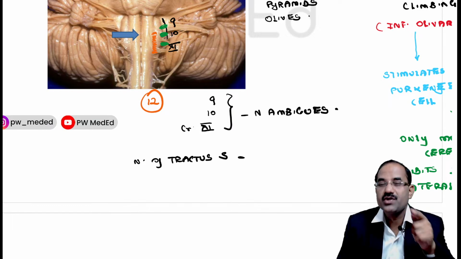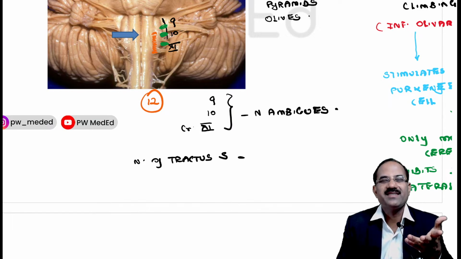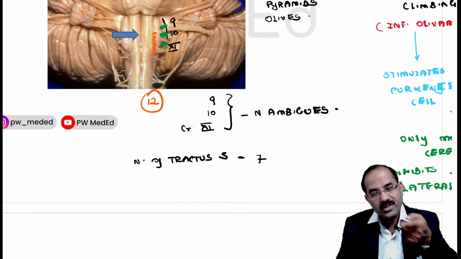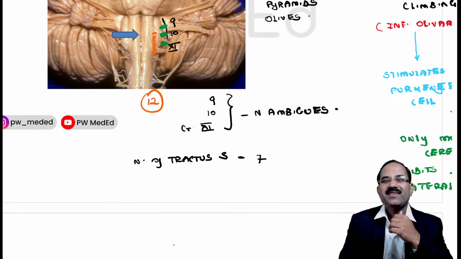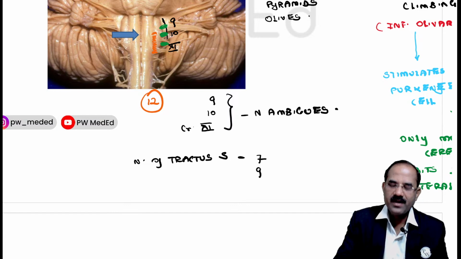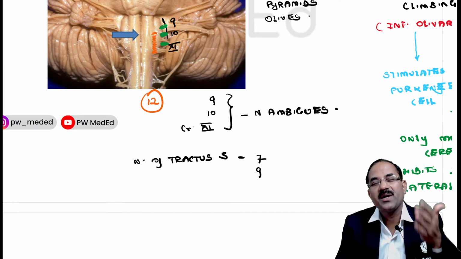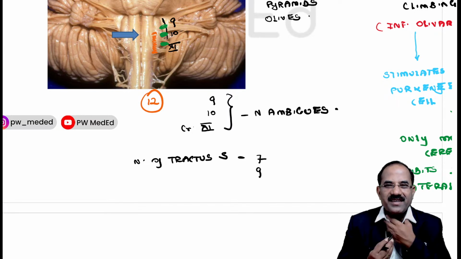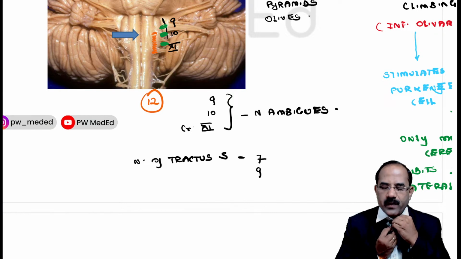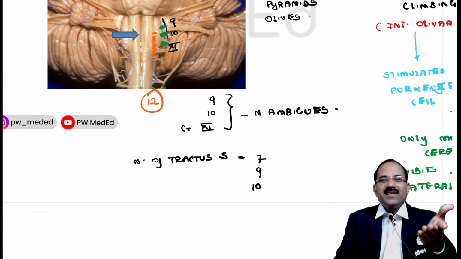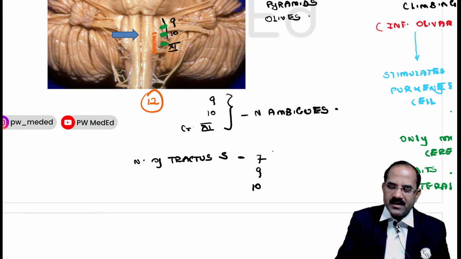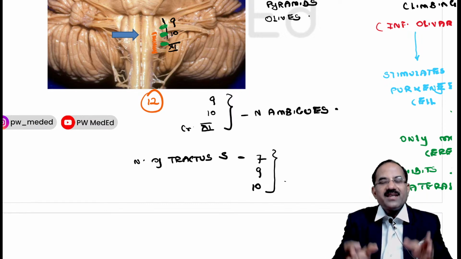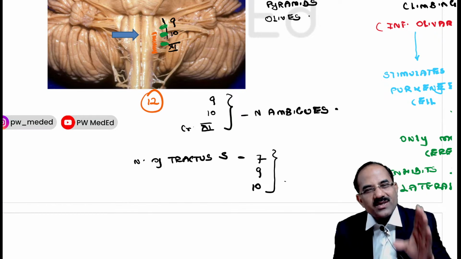Tell me, special sensations from the anterior 2/3 of the tongue. Who carries? 7th nerve. Special sensations from the posterior one third of the tongue, who carries? Ninth nerve. And special sensations from the posterior most part of the tongue, who carries? Vagus, the internal laryngeal. That's vagus. Just remember the tongue. Special sensations from the tongue are carried by the 7th, 9th and 10th cranial nerves, and the name of the nucleus is nucleus of tractus solitarius.